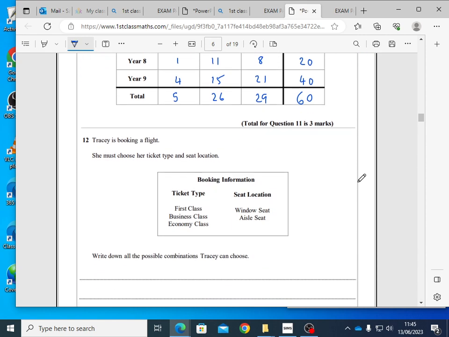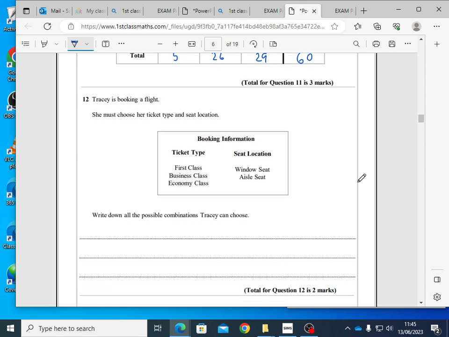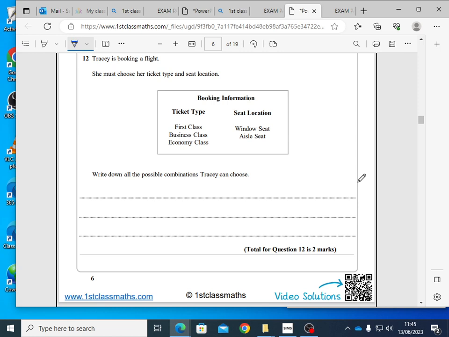Okay, let's move on. So what we got so far here, question 12. It goes here. Tracy is booking a flight. She must choose her ticket type and seat location. So there's the ticket type: first class, business class, economy. Seat location, window seat, aisle seat. Write down all the possible combinations Tracy can choose.